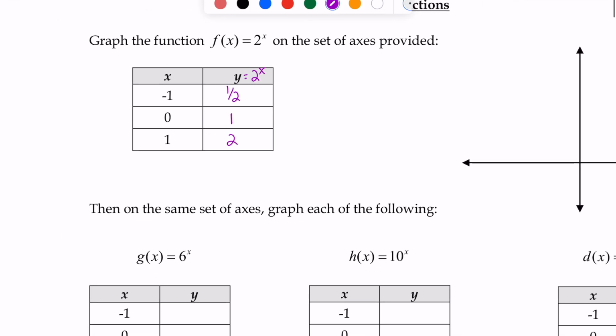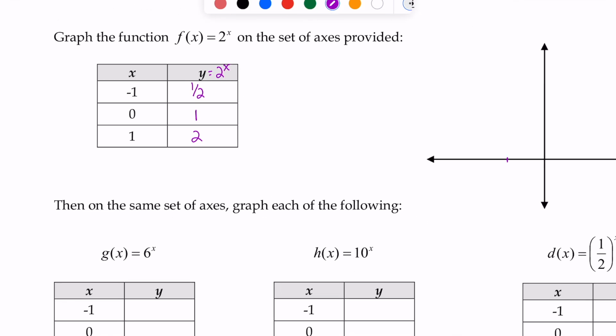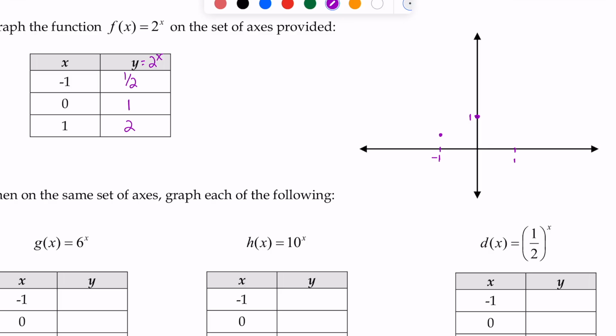So plotting those on the curve, if I plot at a coordinate of -1, you're going to be at 1/2. So let's say that this is 1 right here. That would make 1/2 about here. And then at a coordinate of 0, you're at 1, so kind of already on the graph. And then at a coordinate of 1 on the x, you are at a value of 2. So let's say that's there. And that is what your graph will look like for f of x. This is f of x.